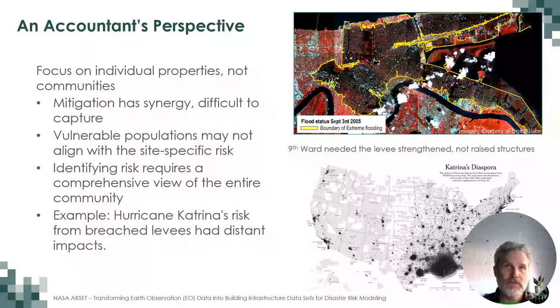So that's one of the challenges that we're facing now when we're trying to look at ethical issues to try to protect communities. Equity issues. And you know, the obvious example here is that Hurricane Katrina breached the levees, which had impacts far away from the actual levee itself, and caused huge impacts on a community that had a massive diaspora all over the country.